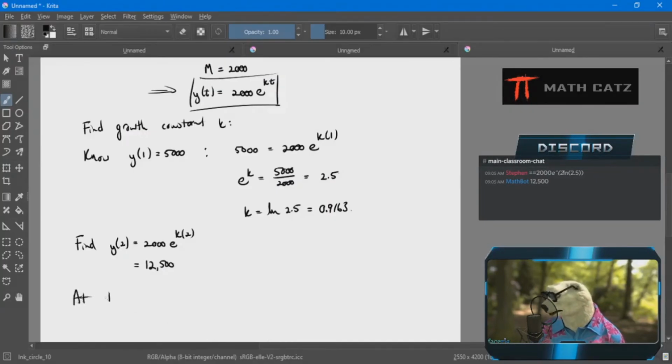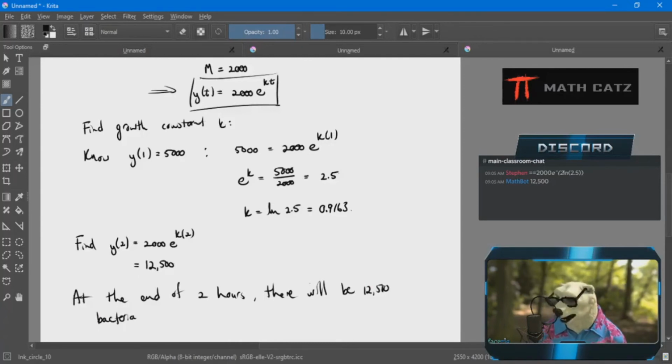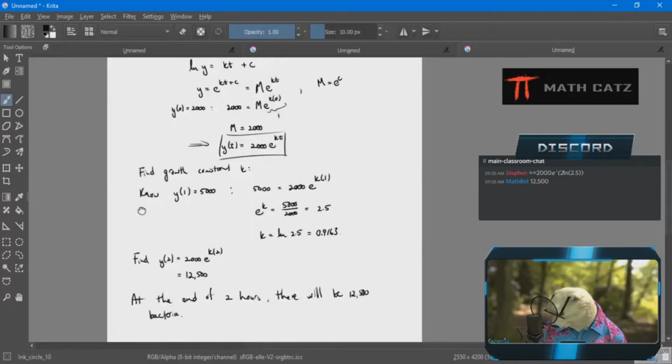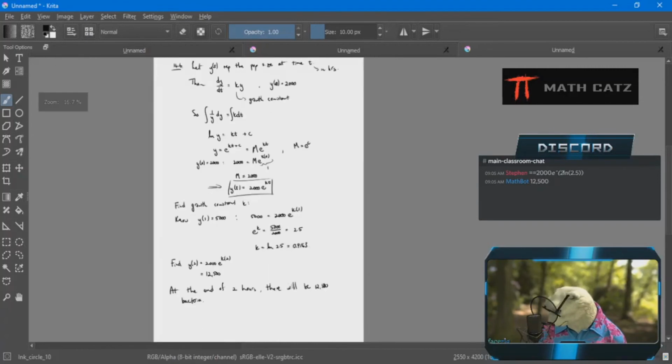At the end of 2 hours, there will be 12,500 bacteria. Sorry, my zeros are a little flat sometimes. And there we go. Let's zoom out, zoom out some more.